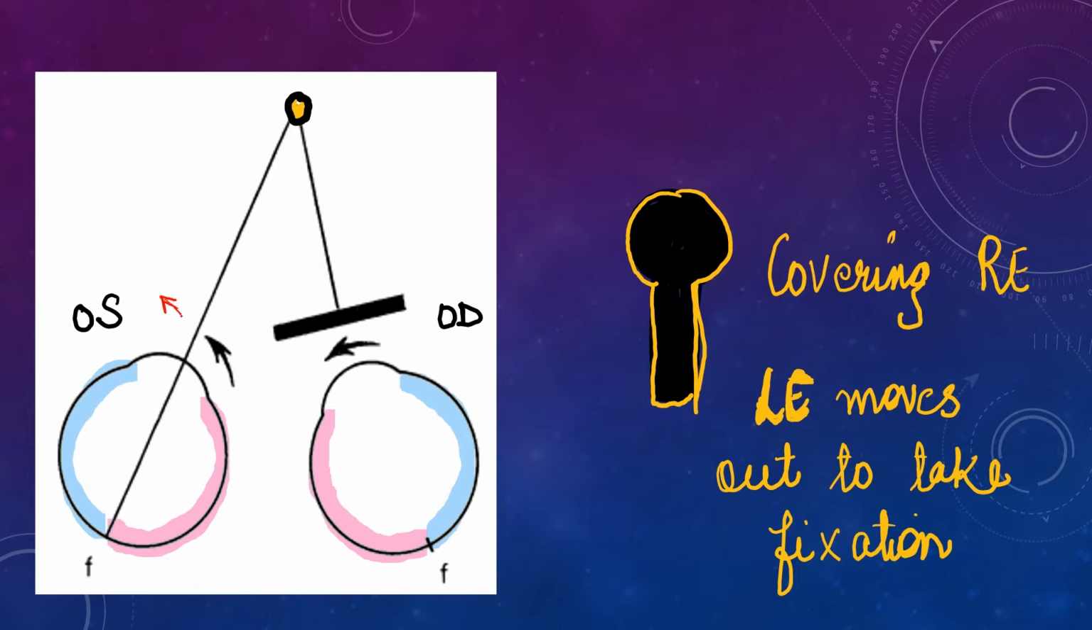By taking fixation, I mean that the image of the object will now be formed on the fovea. Initially it was formed somewhere here on the nasal part of the retina, but after you force the left eye to take fixation, it will form on the fovea. And because of Hering's law, what will happen to the right eye? The right eye also will show corresponding inward movement.